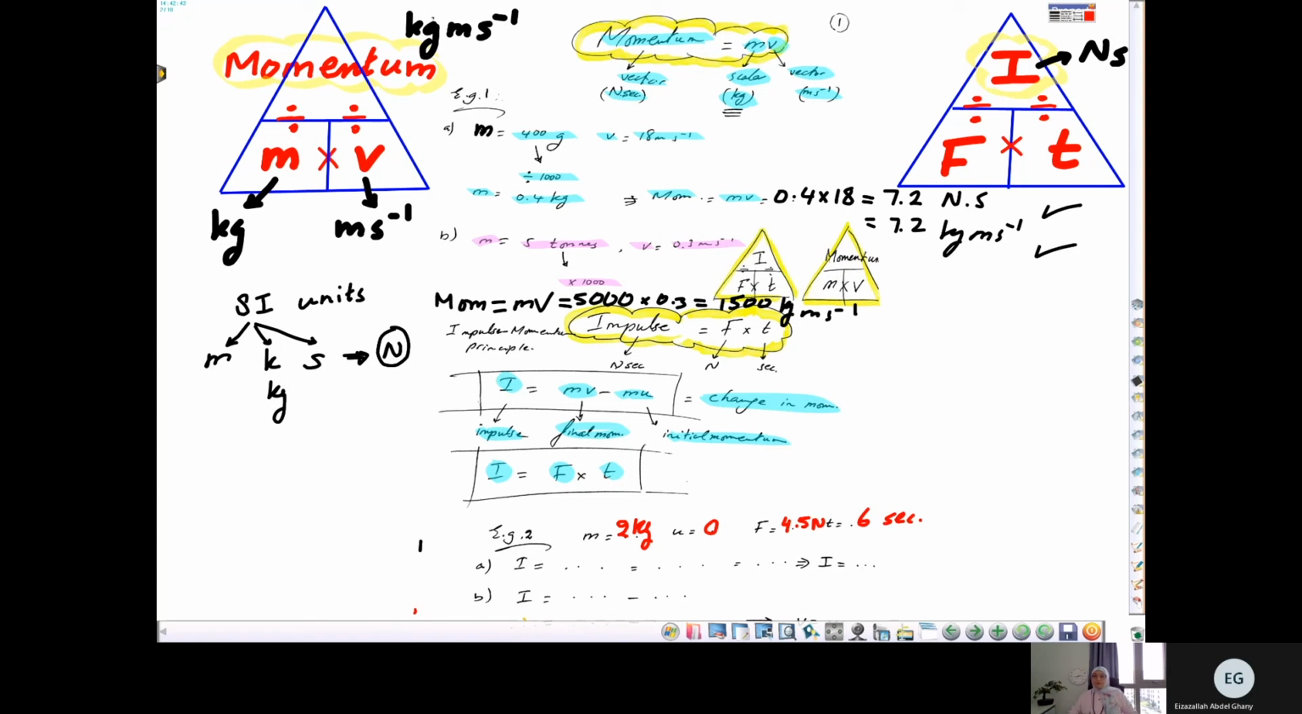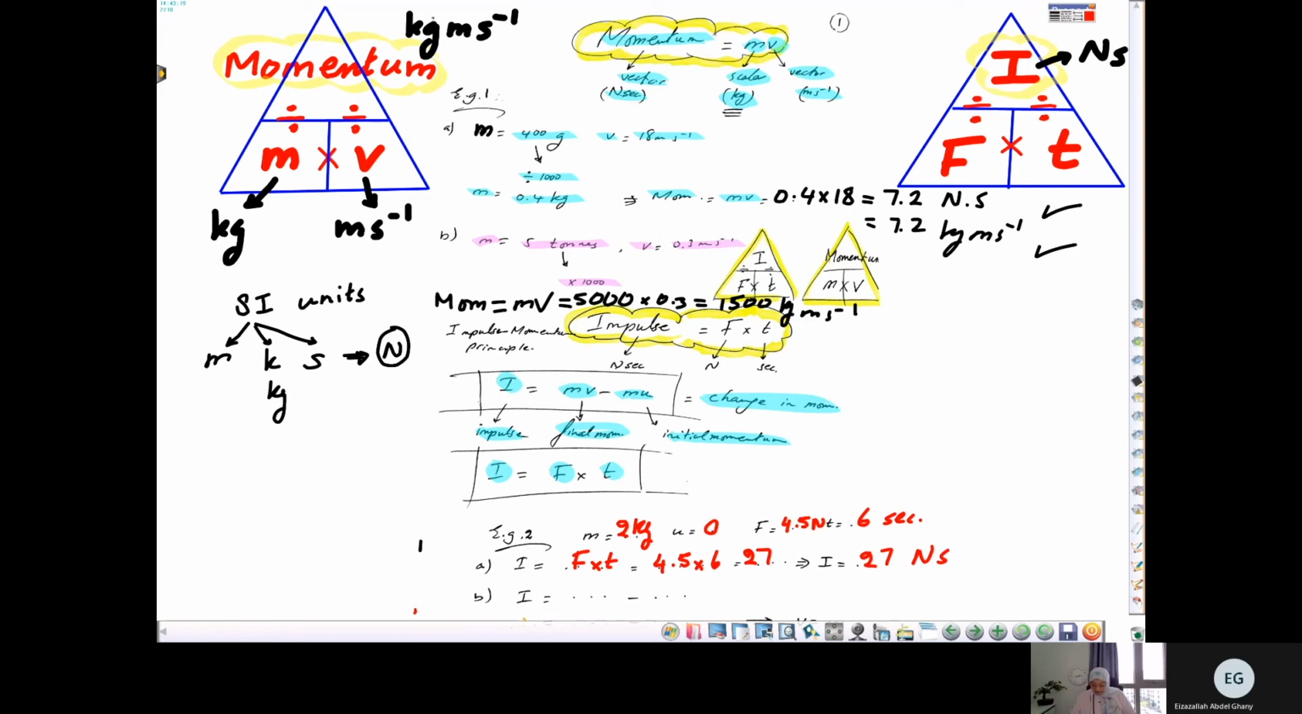So now you have to use impulse equals Ft. Find the magnitude of the impulse given to the body by the force. Impulse equals Ft, force multiplied by time. The force is 4.5 Newtons. You multiply it by 6 seconds, and the answer will be 27. So impulse is 27 Newton second. Very nice.